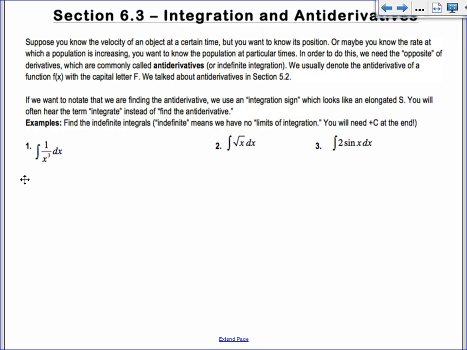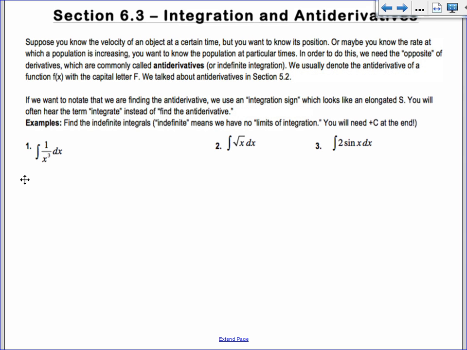All right, so we've talked a little bit about this kind of leading up to it. It's the opposite of derivatives. So the whole second semester is on antiderivatives. Once you know derivatives, antiderivatives are much easier because it's just the opposite. Suppose you know the velocity and you want to know its position, so like the distance it traveled or anything like that. Or maybe you know the rate at which a population is increasing, but you want to know the actual population. In order to do this, we need the opposite of derivatives, which are called antiderivatives.